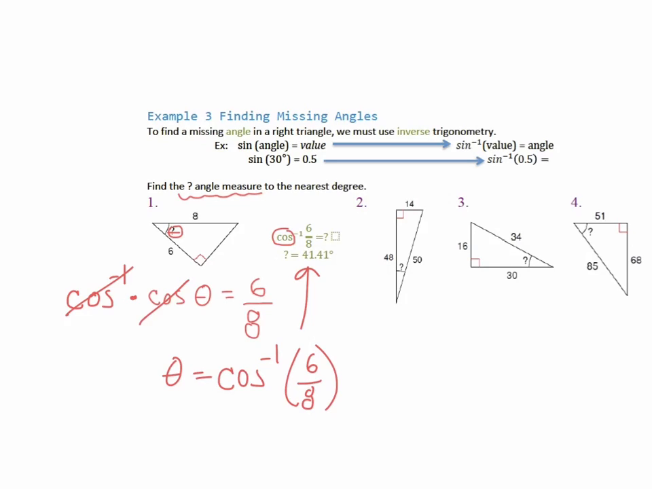Second cosine, and then we're just going to type in 6 divided by 8. 41.4 is the answer you should get, and that's the answer they got too. Questions about that?